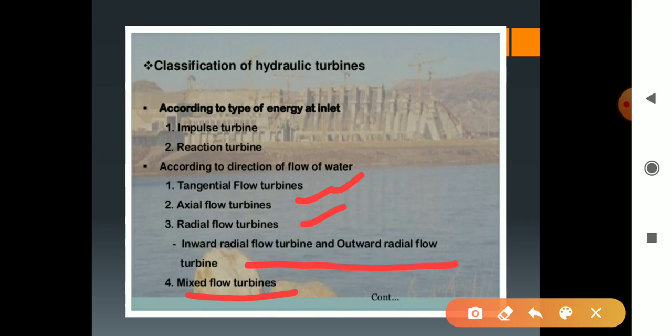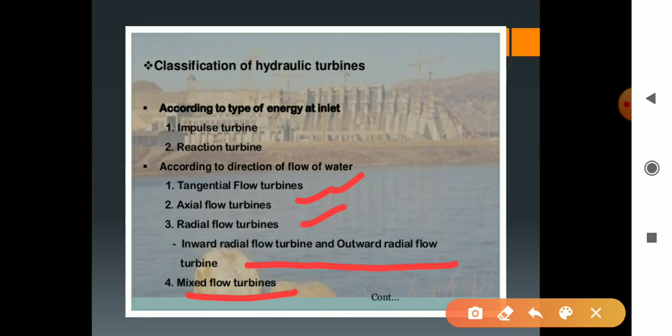If the water flows along the tangent of the runner, the turbine is known as a tangential flow turbine. If the water flows in the radial direction to the runner, then the turbine is called the radial flow turbine. There is a slight difference between the turbines: if the water flows from outwards to inward radially, the turbine is an inward radial flow turbine, and from inwards to outward, it is the outward radial flow turbine.